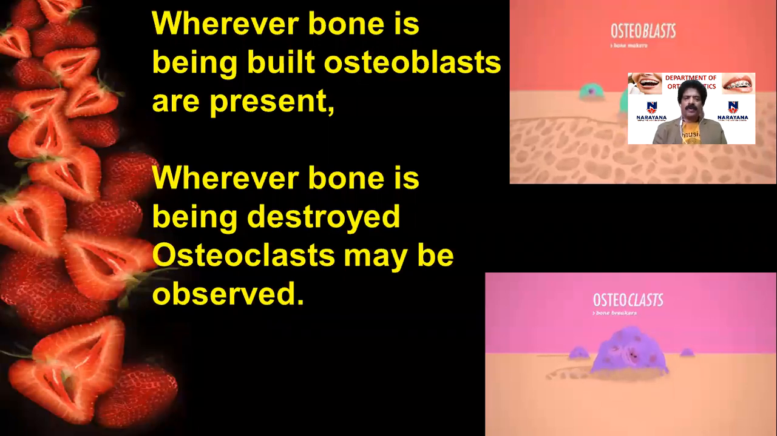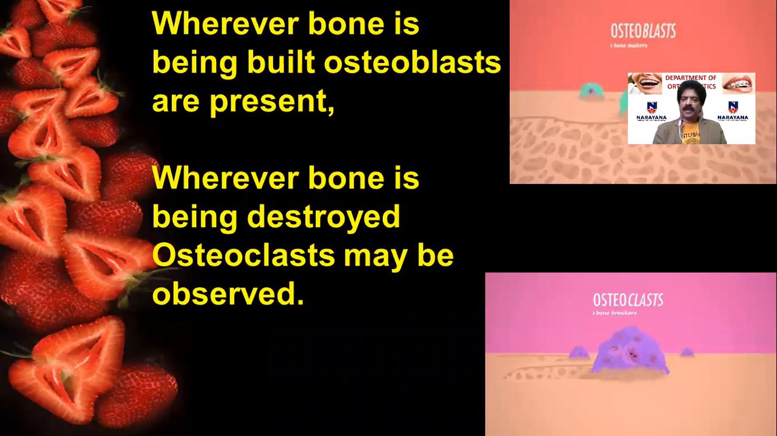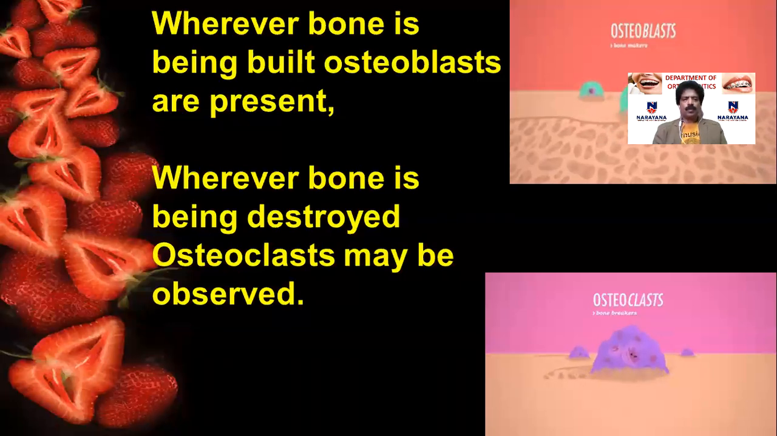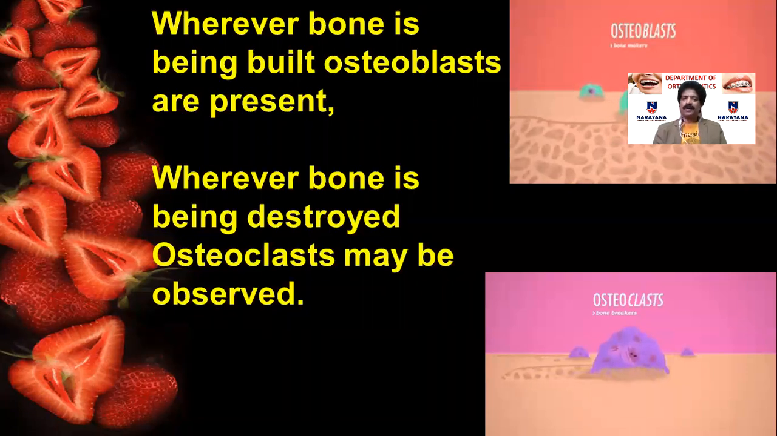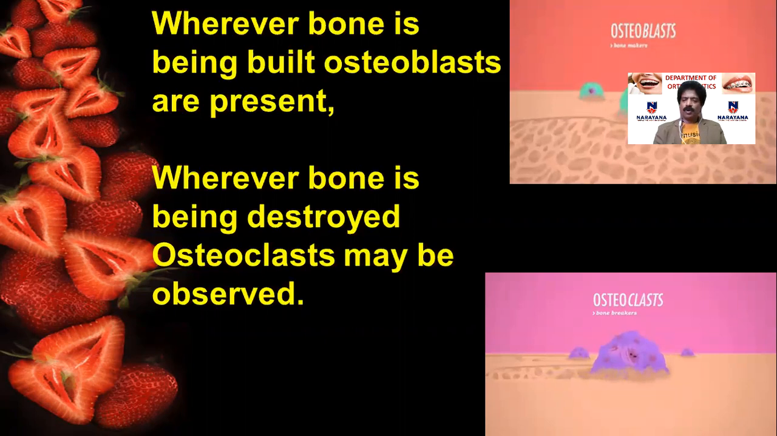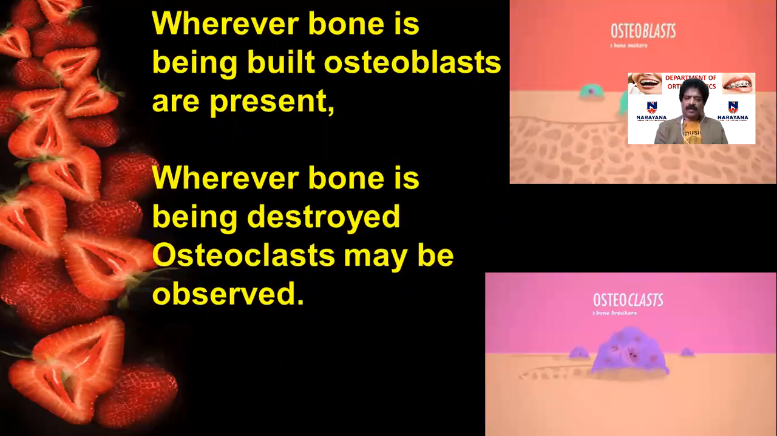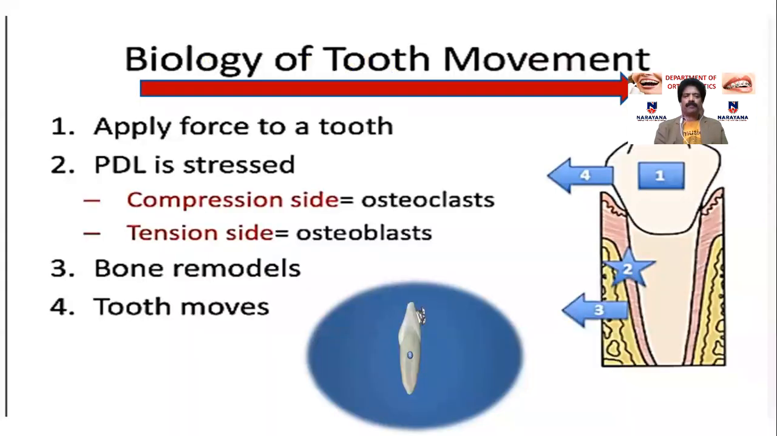So the bone is being built by your osteoblasts. You can see there, these are the osteoblasts. You must have drawn this in your record books in the first year or so. So wherever there is bone being built, you have the osteoblasts. Then you have the osteoclasts, where the bone is being destroyed. Okay, the osteoclasts are there, and there will be resorption.